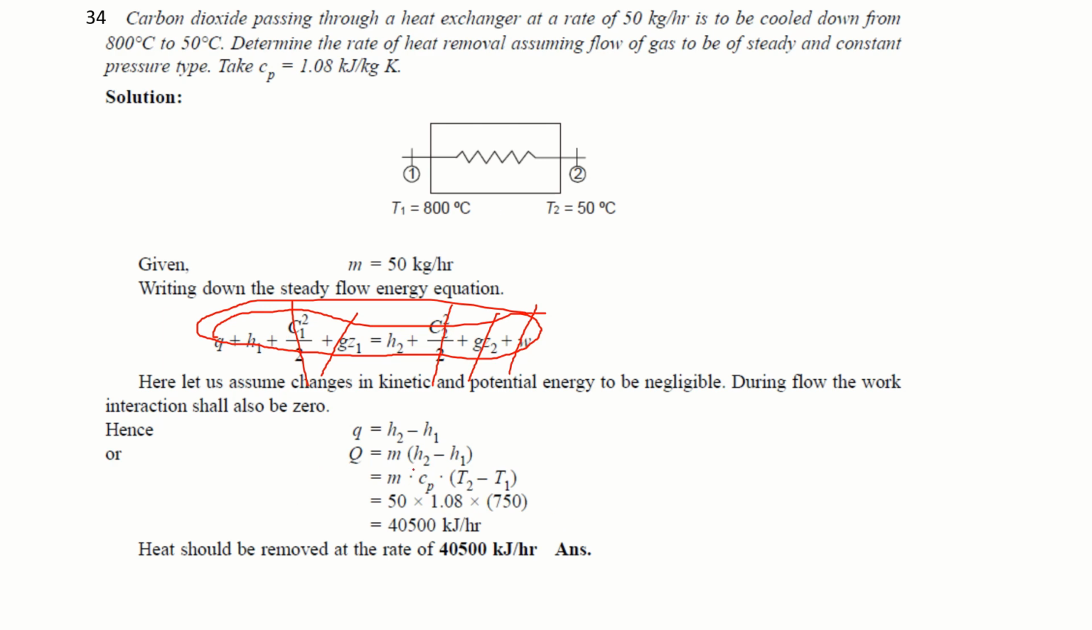Later I will prove change in enthalpy is nothing but Cp delta T, m Cp (T2 minus T1). m is mass that is flowing through this, which is nothing but 50 kg per hour, and specific heat is given as 1.08 kilojoule per kg K. The temperature has to be cooled from 800 degrees Celsius to 50 degrees Celsius. So those values I have substituted.